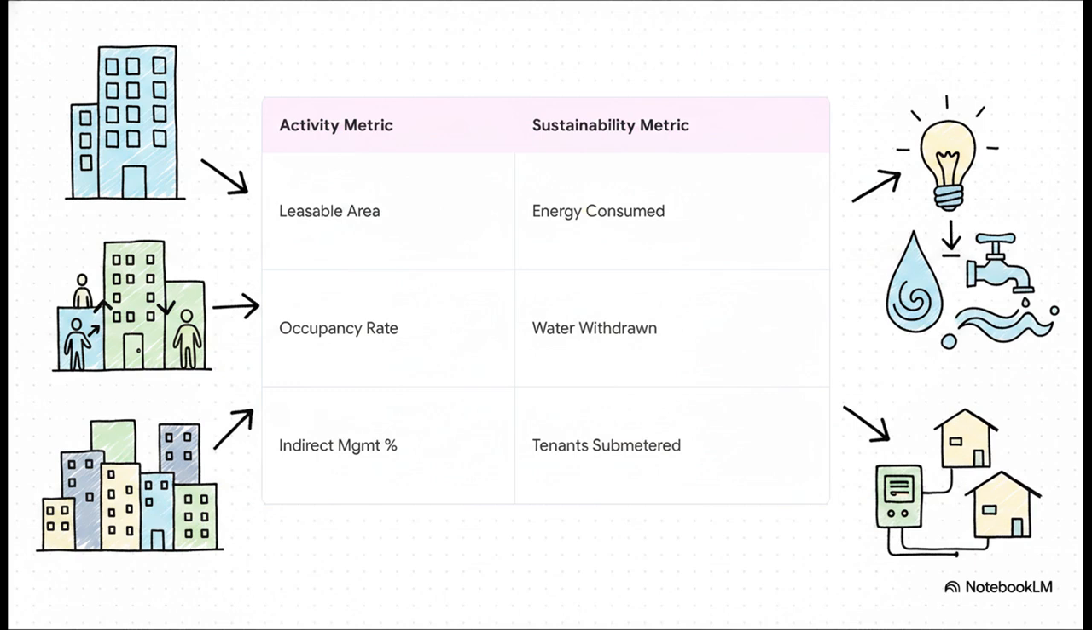You take your total water withdrawals and view them through the lens of your occupancy rate, instantly explaining why usage jumped 20%. It wasn't leaky pipes. People just returned to the office. You look at your indirectly managed percentage to understand why tenant submetering is low. You literally don't have the legal authority to install them. This is exactly how you read the data intelligently.